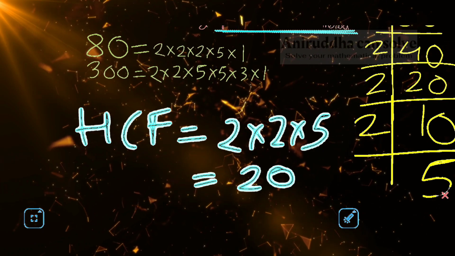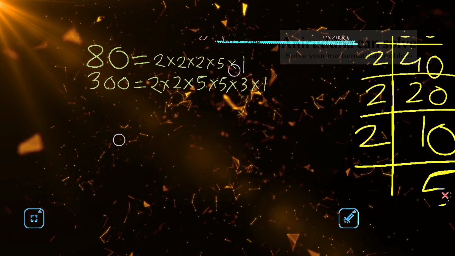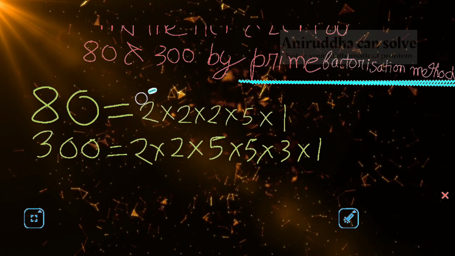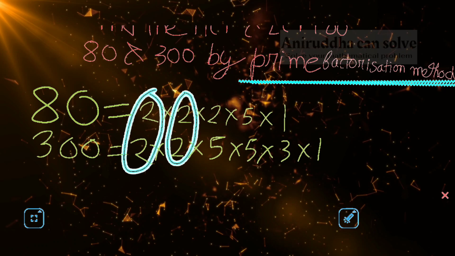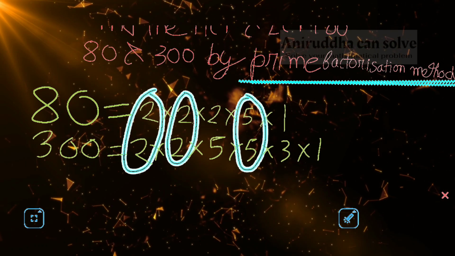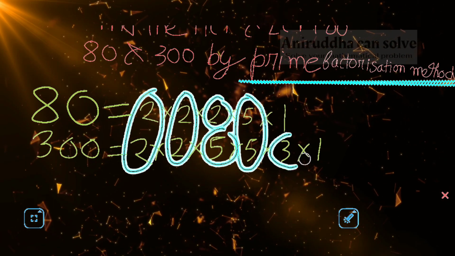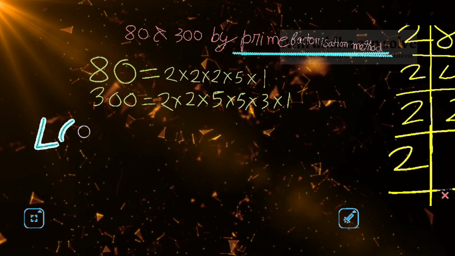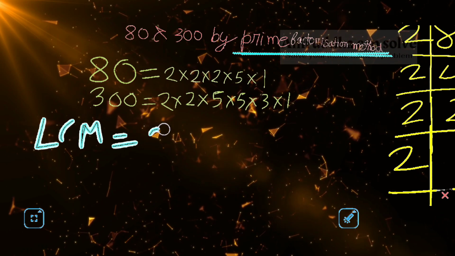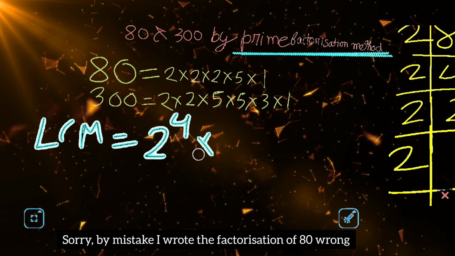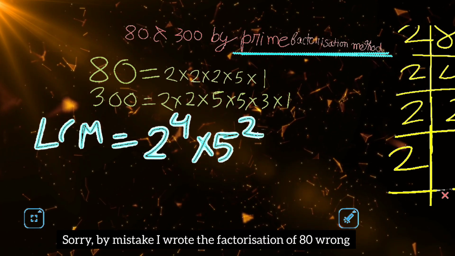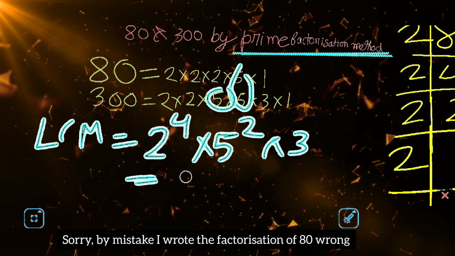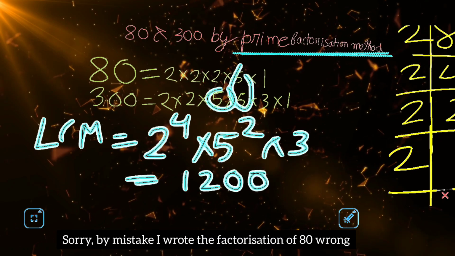Now let's do the LCM. For the LCM, first we take the common factors, 2 into 2, and then we also take the terms which are not common. So LCM is equal to 2 to the power 4 into 5 to the power 2 into 3, and this is 1200. Okay, you got this.